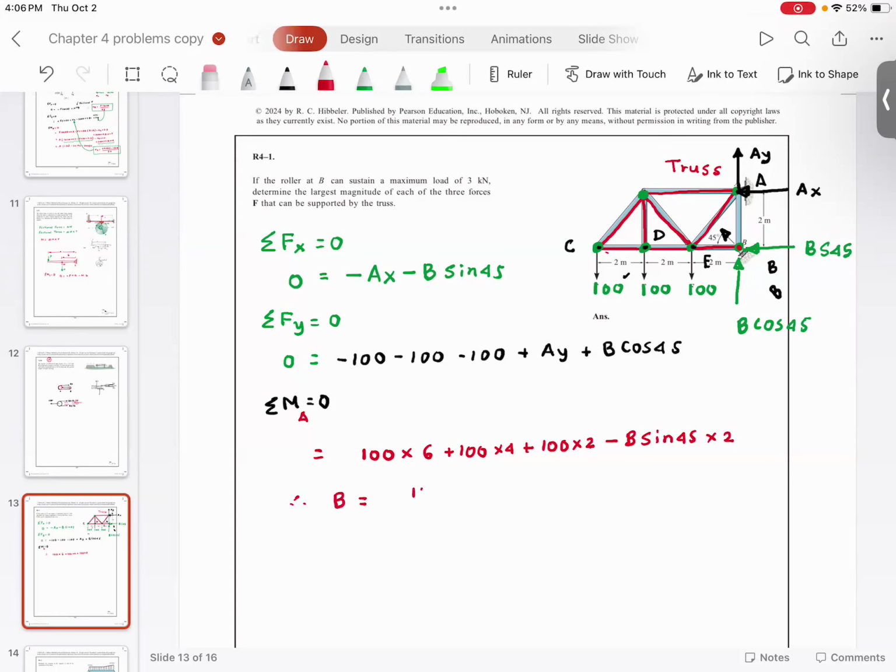So I solve this and I get the value of B. B is going to be 100 times 6 plus 100 times 4 plus 100 times 2, divided by 2 sine 45. And that gives you the value of force B. Once you know the value of force B, you can find the value of force AX, and then you can find the value of force AY.